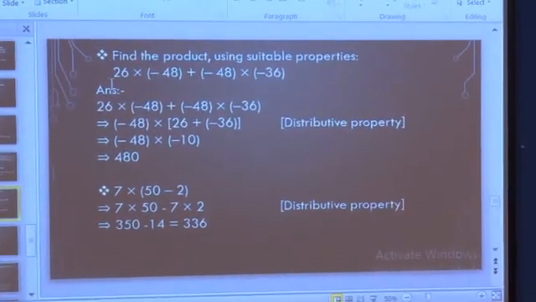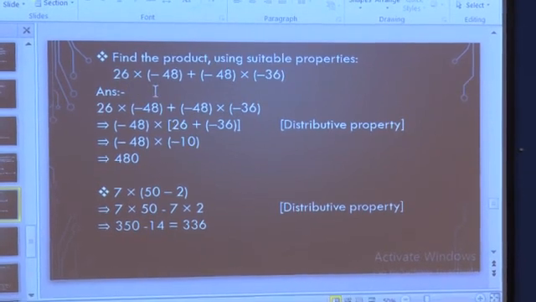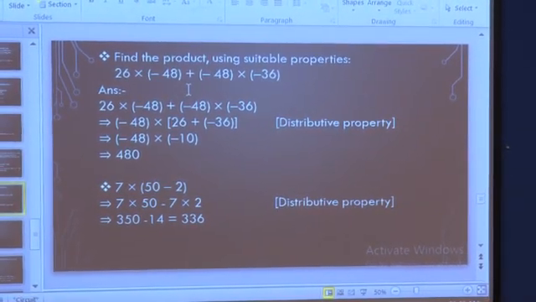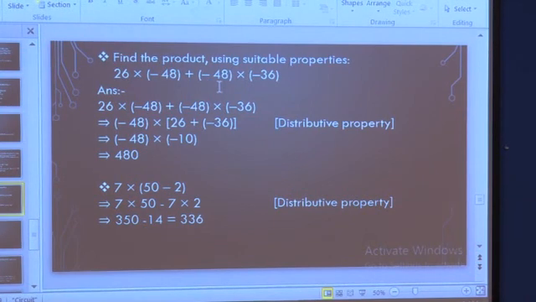So, this is the question: 26 multiplied by minus 48, plus, inside the bracket, minus 48 multiplied by minus 36. What do you see in this question? Yes, here minus 48 and minus 48 are common. So, we have to take minus 48 as common and write 26 plus minus 36. Which type of property is it? Yes, it is the distributive property. We will see the steps of this.